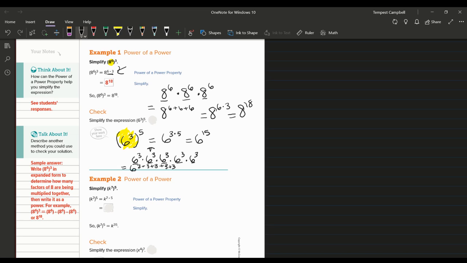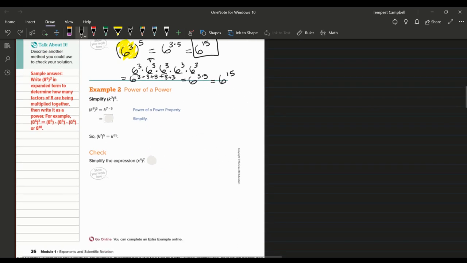And now we know repeated addition. If we just saw 3 plus 3 plus 3 plus 3 plus 3, we know that that's going to be 6 to the power of 3 times 5. And now we can say 6 to the power of 15. Okay? Either way is going to work. All right, let's look at another example.